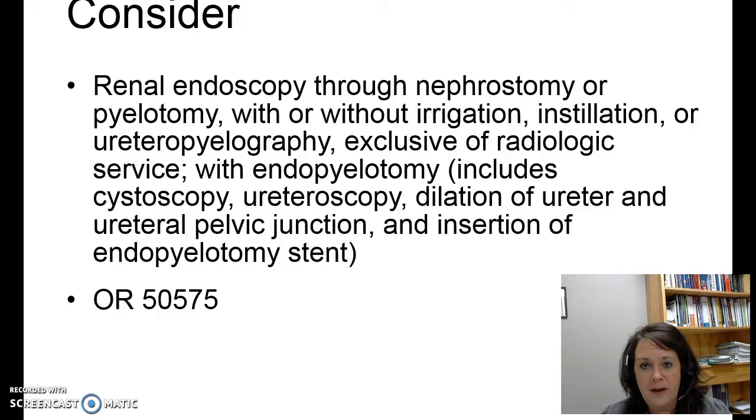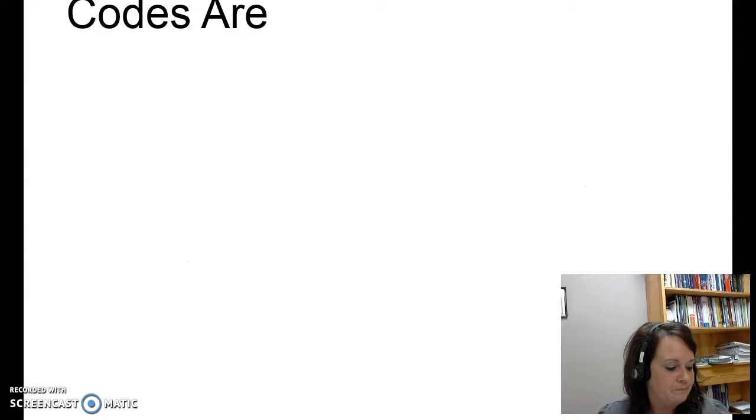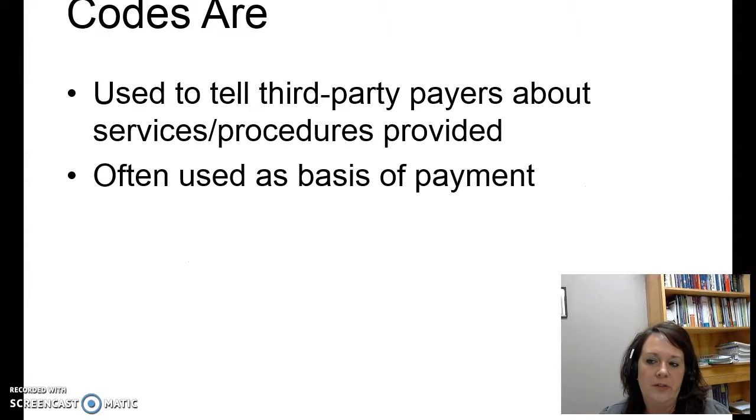Code 50575, if you look that up in your CPT code book, says that whole paragraph. Would you rather type that paragraph out or speak that paragraph out, or would you rather say 50575? Okay, kind of a duh there. Way better for communication. Codes are used to tell third-party payers about your procedures or services that we may have provided. It's often used as a basis of payment.